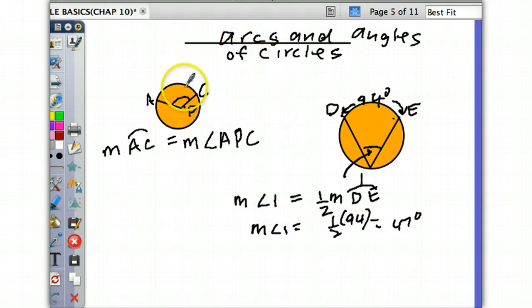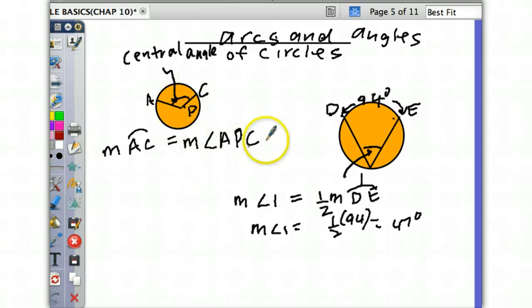This is a circle with a central angle. Let me just write this in here because this is a central angle right at the center. And the arc and the central angle, they're going to be the same. But when the angle is an inscribed angle, it's going to be different. Okay? Let's look at some other situations here.